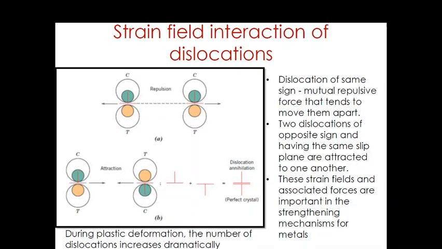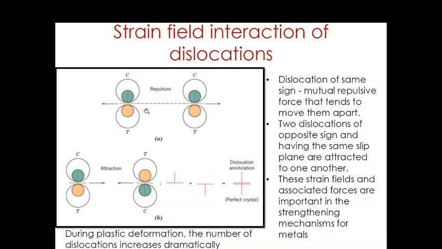Strain field interaction of dislocations. The strain fields surrounding dislocations in close proximity to one another may interact such that forces are imposed on each dislocation by the combined interaction of all its neighboring dislocations. For example, consider two edge dislocations that have the same sign. Here C means compression and T means tensile.